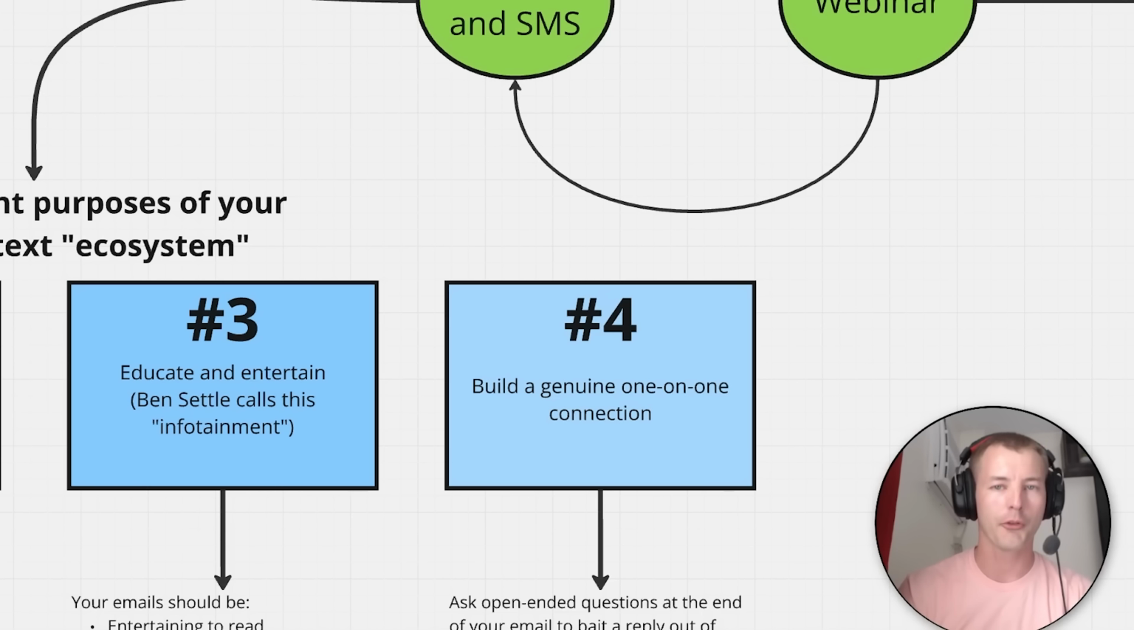So the fourth most important purpose of your email and your text walled garden is to build a genuine one-on-one connection with people.